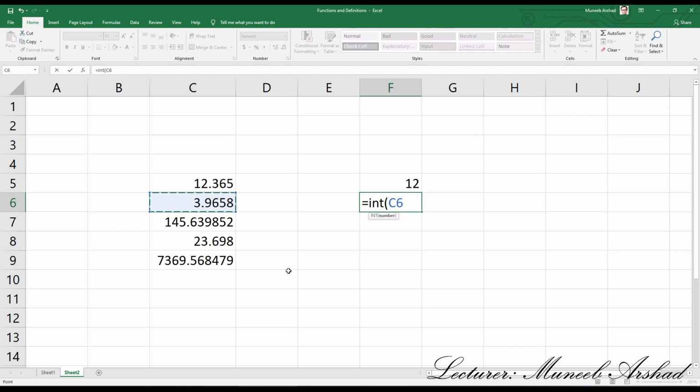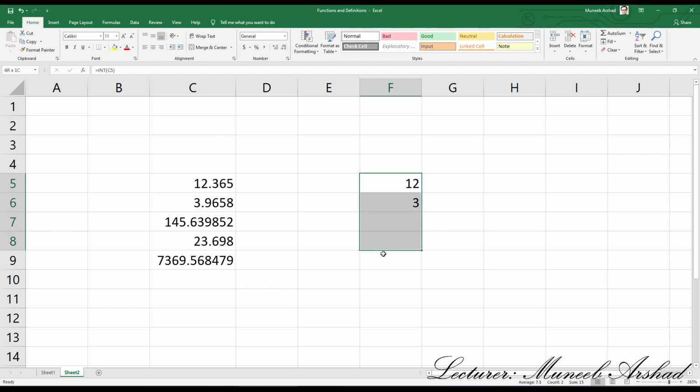And mind you, I use the real number term because in computers, real numbers are considered as fractional numbers. So when we give the cell reference as C6 and press enter, the answer comes out to be 3. It will only and only extract the whole number from a given real number. I hope this is clear. Let's move on to the next function, which is round.